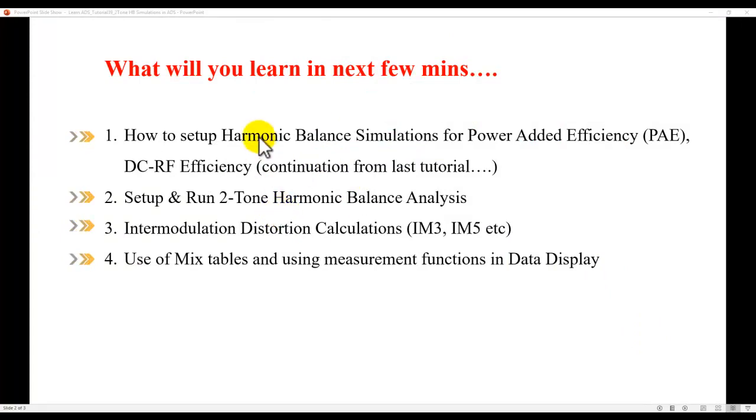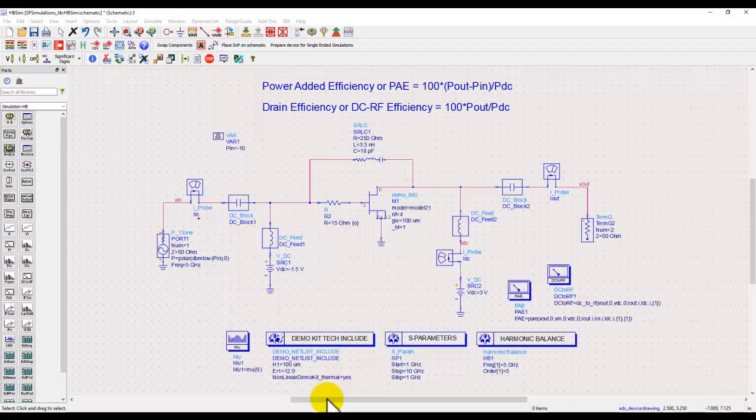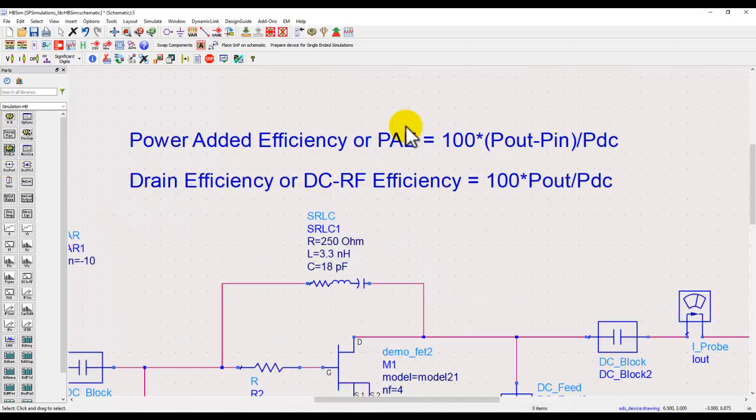Now, let's get started and go over each of these topics one by one. When we talk about the last example we were working on in the last tutorial video, we set up a harmonic balance, we ran a one-tone simulation and looked at the power sweep curves and all that. Now let's talk about efficiency.